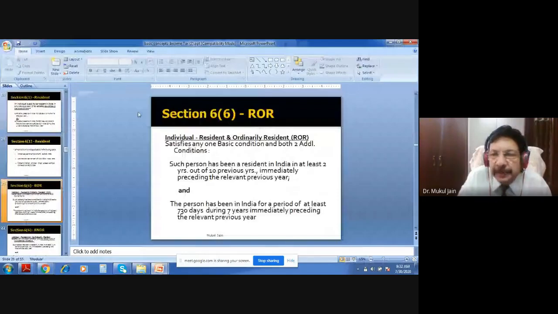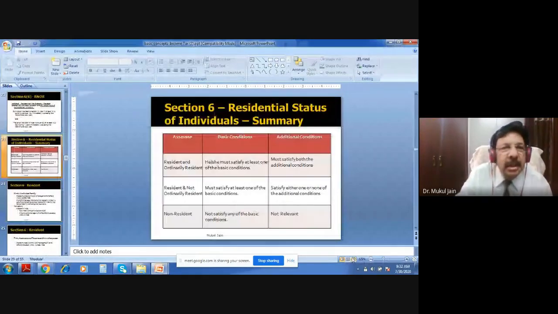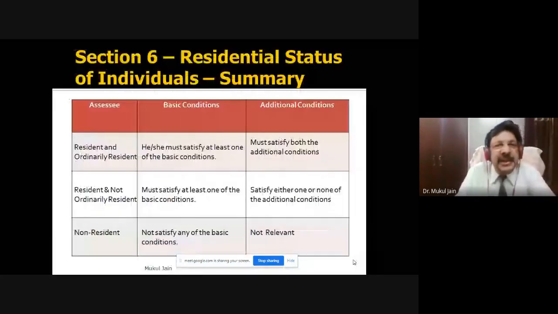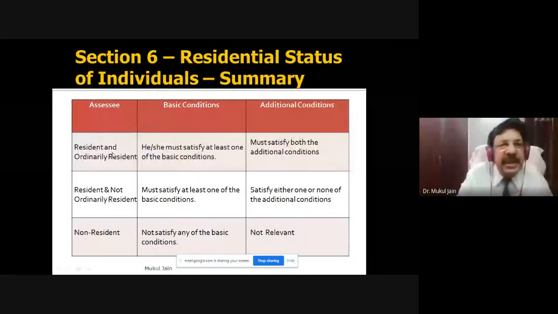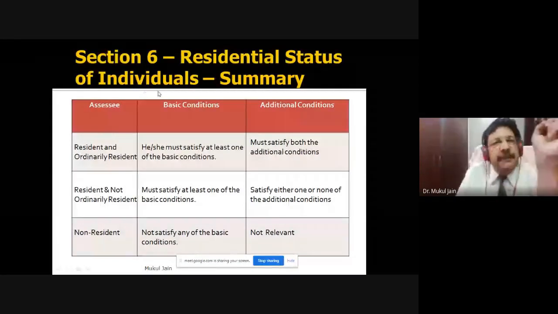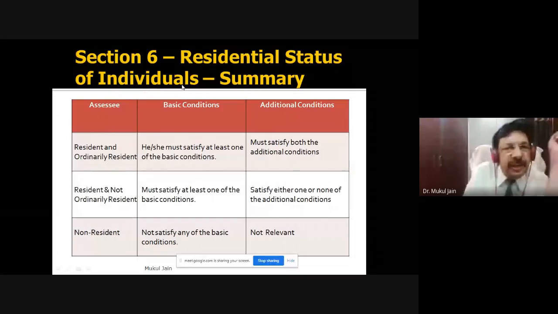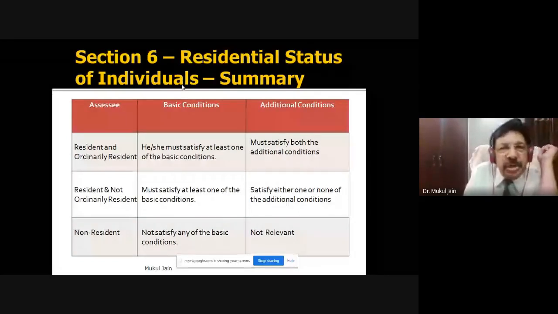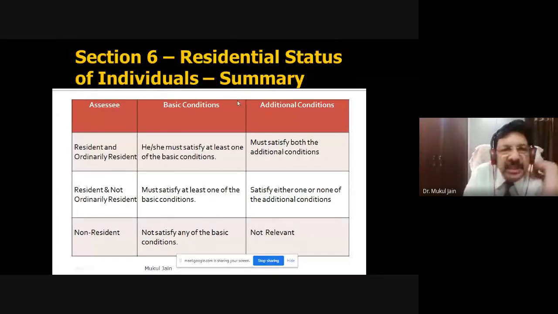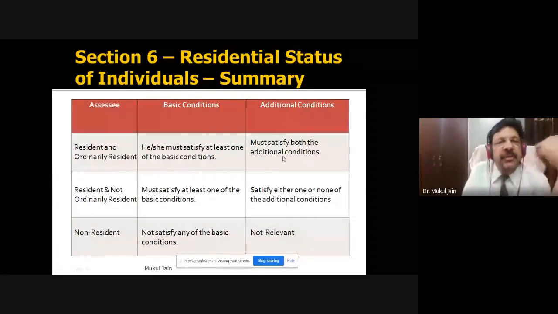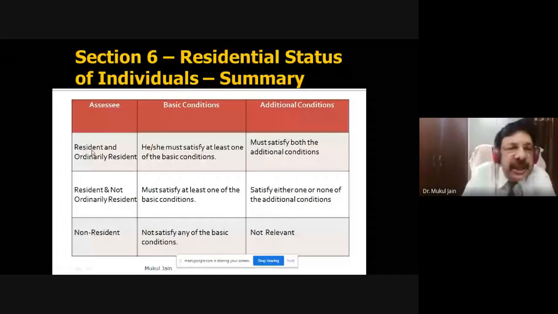So this is the summary. The summary is, if the person is resident and ordinarily resident, it is not just for individuals, but also for companies and firms and HUF also. Remember, that is why it is important. So here it is written individual, but it is for everybody. Number one, basic condition: he must satisfy at least one of the basic conditions. And in the additional conditions, he must satisfy both of the additional conditions. Then the person or the firm will be known as resident and ordinarily resident.